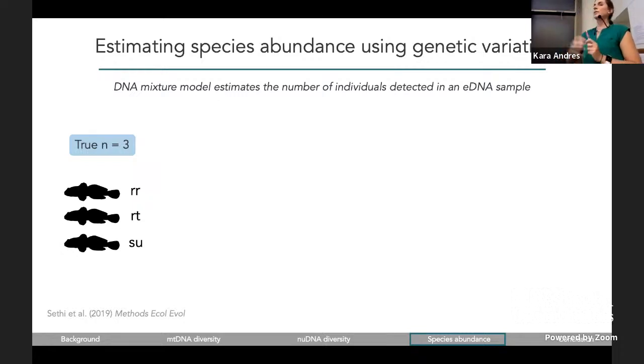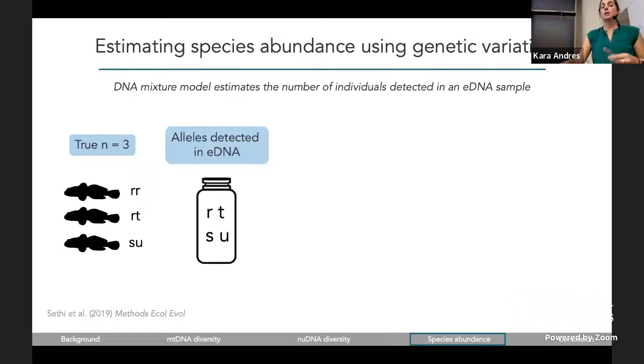So say the true number of individuals in our sample is 3, and at a given locus they have genotypes RR, RT, and SU. If you took an environmental DNA sample in the environment where those are from, you would detect 4 distinct alleles. So we know, if we're looking at a diploid species, that this is at least 2 individuals, at least 2 heterozygotes. But because there's some redundancy in the genotypes of these individuals, this would lead to a systematic underestimate of the number of individuals if we're only looking at the number of alleles detected.